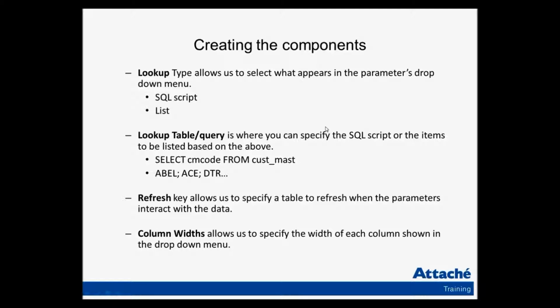The lookup type allows you to decide whether you want the lookup to be created using a simple select clause, or if you'd prefer specifying specific items to fill the list with. The lookup table or query is where you enter the select statement or the list, depending on which type you selected above. Items in a list should be delimited using semicolons. Refresh allows us to specify which tables are refreshed when the parameter is interacting with the database. Finally, the column width allows you to specify the width of the lookup table when they appear on screen.